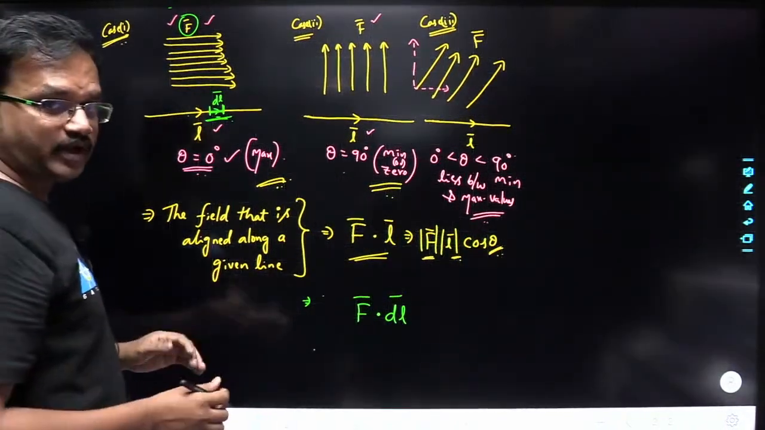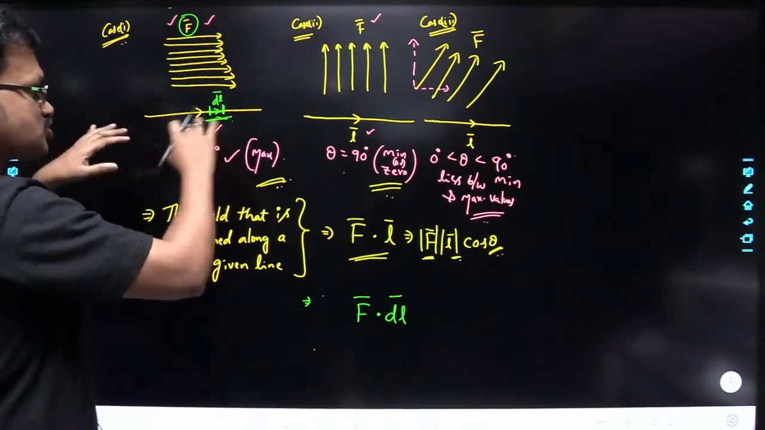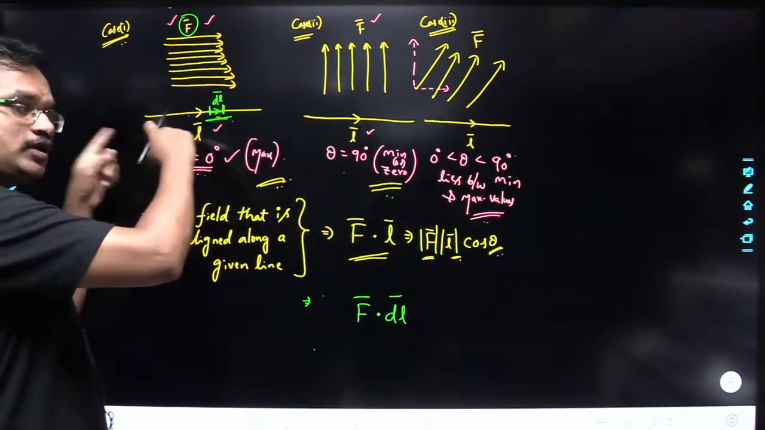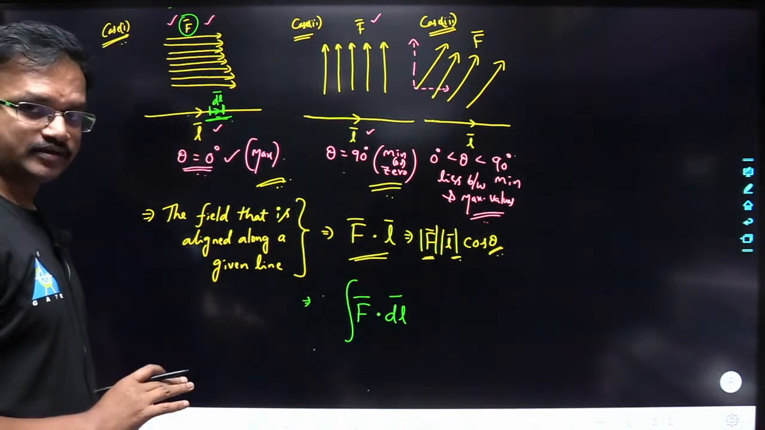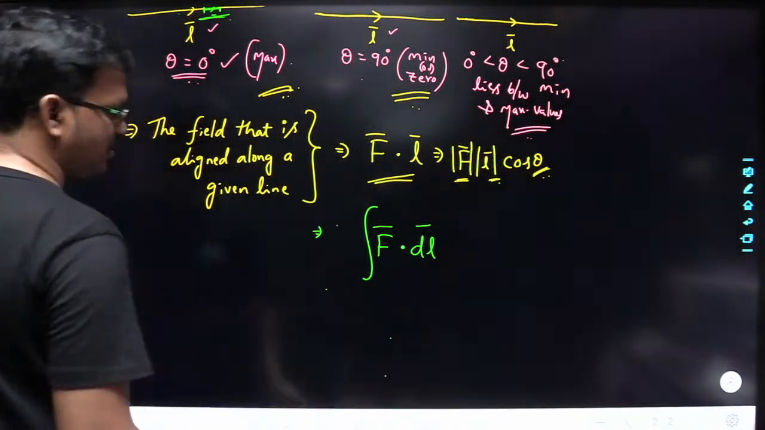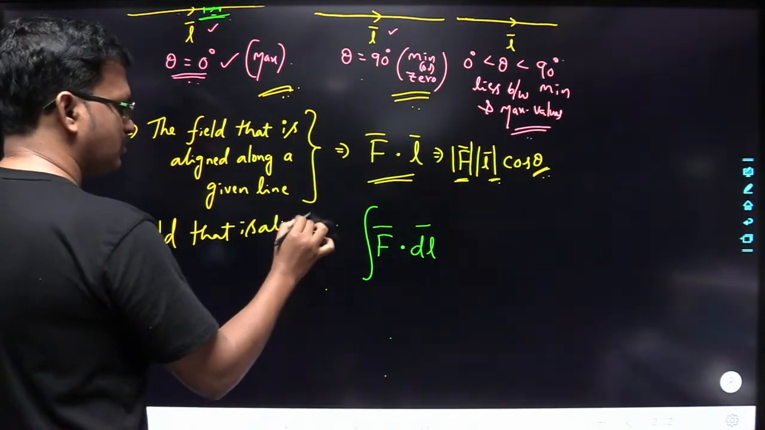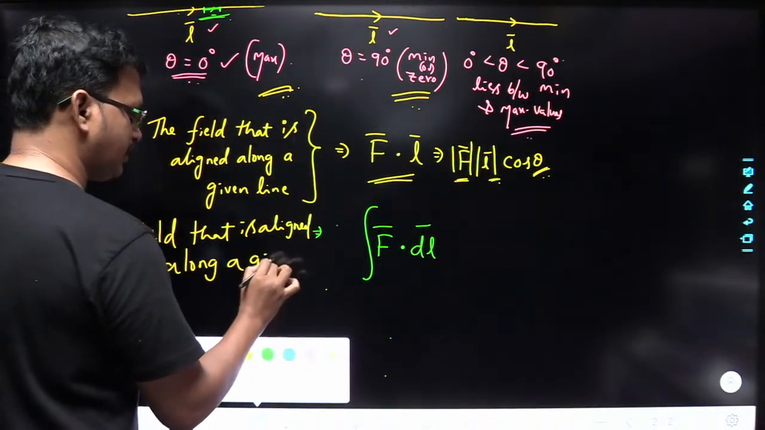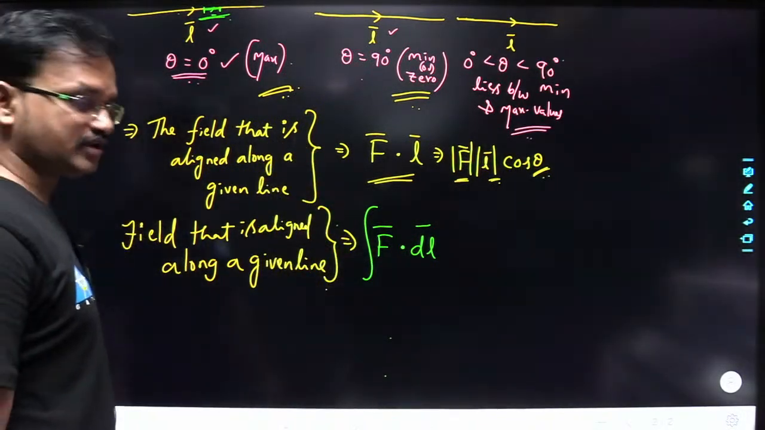Right. Now if I want to determine the field that is aligned along the total length, what do I have to do? This is the field aligned over a small differential length dl bar, so you have to integrate throughout the line. So this is the general representation of the field that is aligned along a given line.